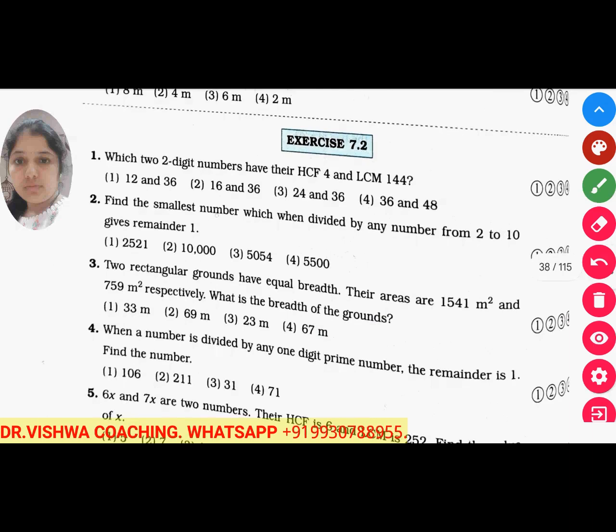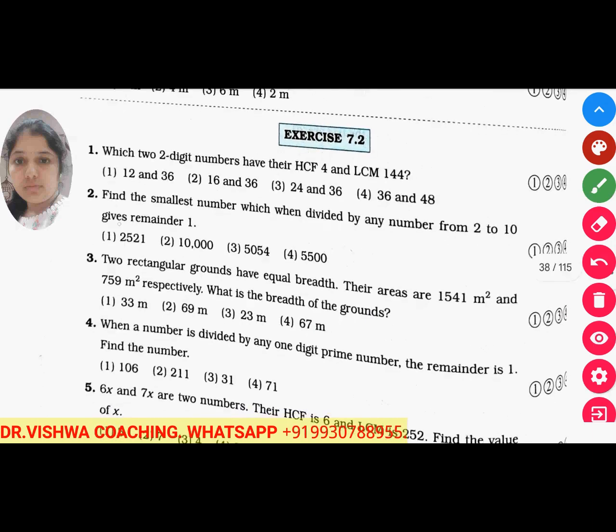Okay, now find the smallest number which when divided by any number from 2 to 10, the remainder is 1. If you look carefully, we have to apply the divisibility test here, and you can find the solution.